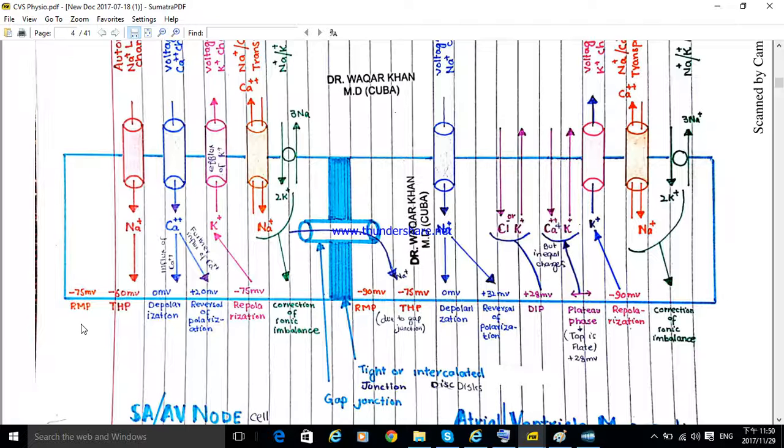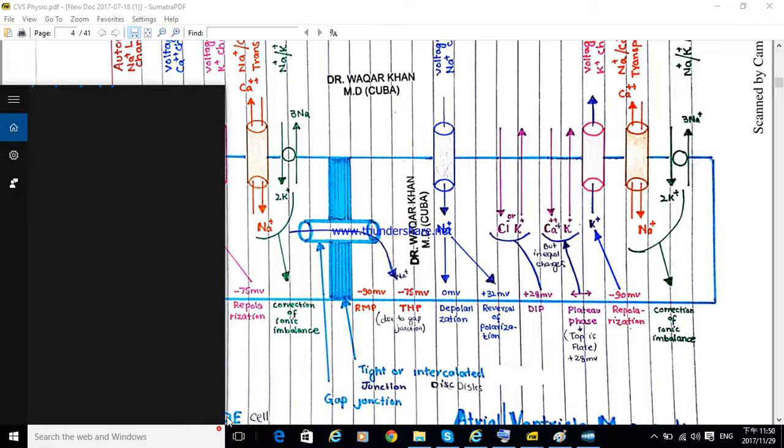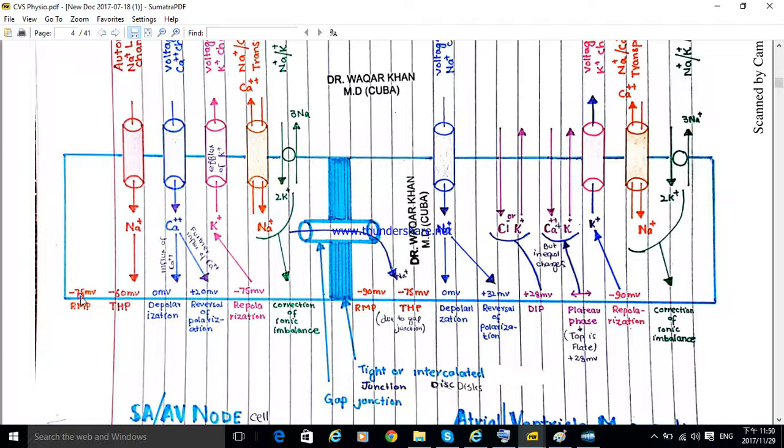As we have discussed earlier, the resting membrane potential for the SA node is minus 75, the atrial myocardium is minus 90, and the RBC is minus 20. So here we are studying the SA node cell, and its RMP is minus 75 mV.